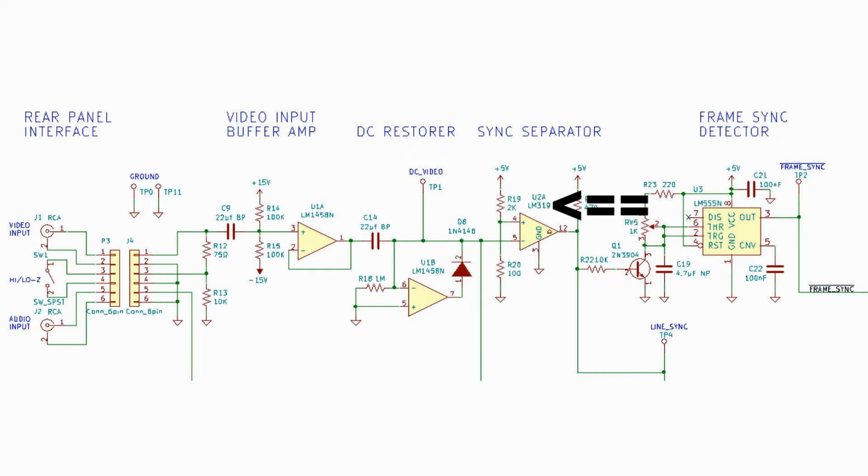The sync separator is an LM319 comparator chip. It takes and samples a signal on one input and compares it with the reference voltage on the other input. Depending on the polarity you use, positive versus negative, either input can be reference or either input can be the signal, which will determine the output polarity. In this case, I've configured this device so that the signal is applied to the negative input and the reference voltage is applied to the positive input.